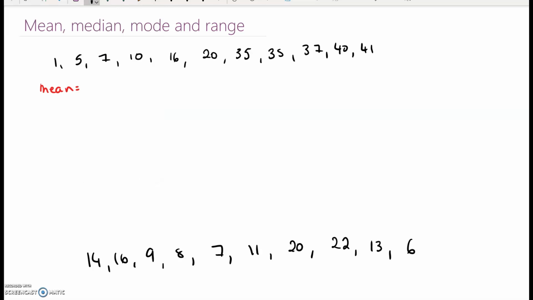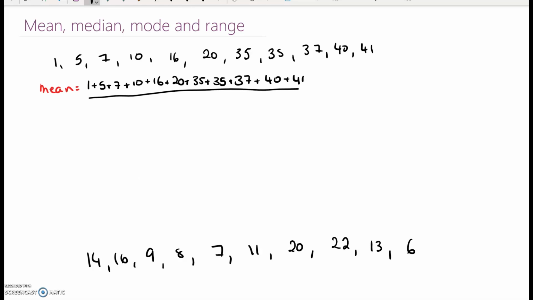Okay, we're going to add together all the numbers. So we're going to have 1 plus 5 plus 7 plus 10 plus 16 plus 20 plus 35 plus 35 plus 37 plus 40 plus 41, and divide that by how many numbers there are. There's 1, 2, 3, 4, 5, 6, 7, 8, 9, 10, 11 values all together there.